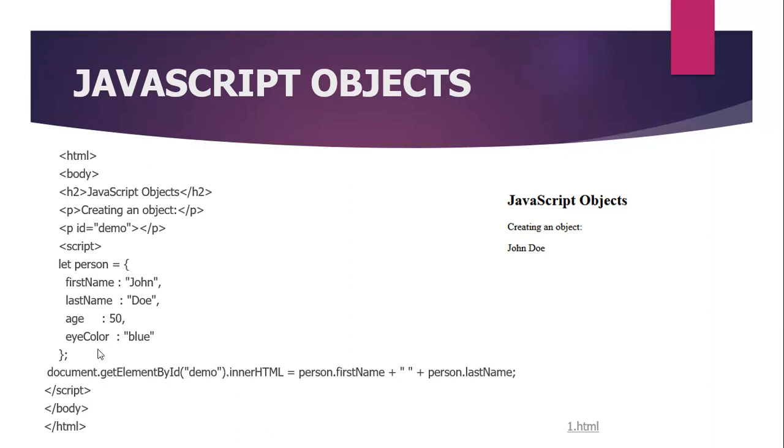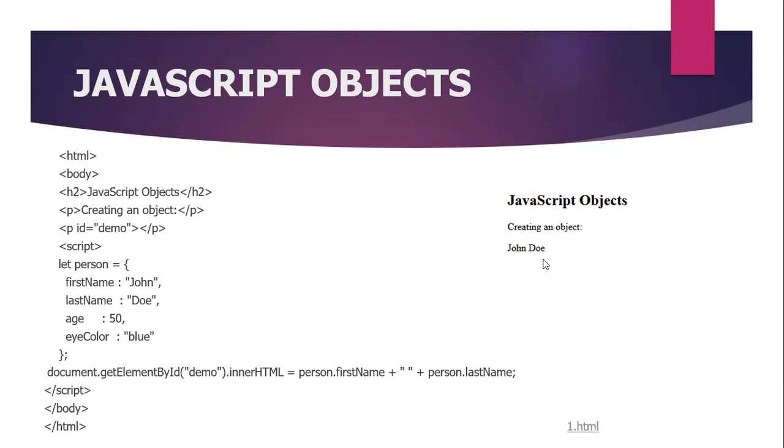Then to print this value in the HTML web page, I'm giving the command document.getElementById. I'm using the ID demo. So demo is the ID for the paragraph tag, dot innerHTML is equal to. Using this, I am pasting this value in the HTML web page. Person dot first name plus space plus person dot last name. So person is the variable, I mean object. Using the person object, first name will be the key. First name value is John.